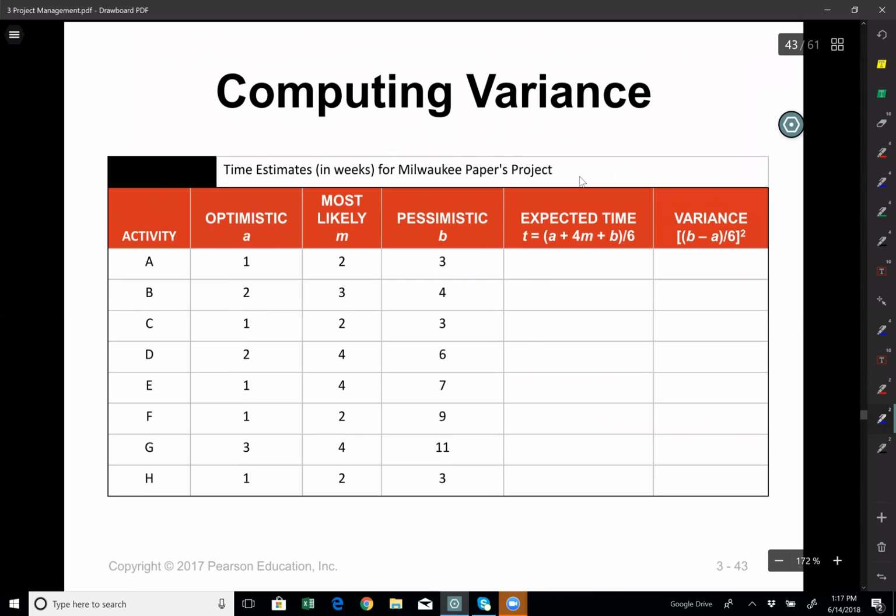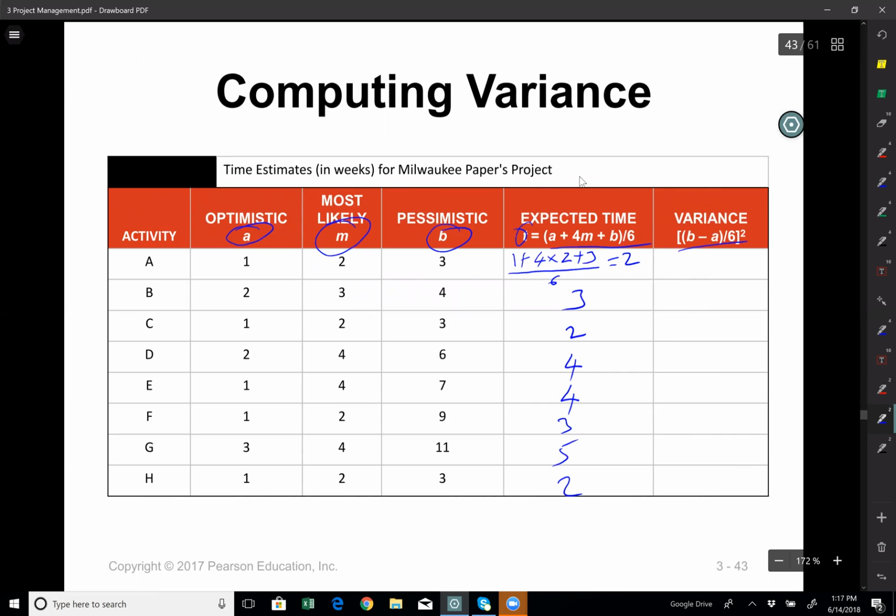So let's look at our example. Again, we have 8 activities here, A through H. And now we have our optimistic times, most likely times, and pessimistic times for each activity. So I can calculate the expected time, T, using the formula that we talked about. So this would be 1 plus 4 times 2 plus 3 divided by 6. So this is going to be 1 plus 8 is 9 plus 3 is 12 over 6 is going to give me 2. If I do the same math here, 3, 2, 4, 4, 3, 5, and 2.